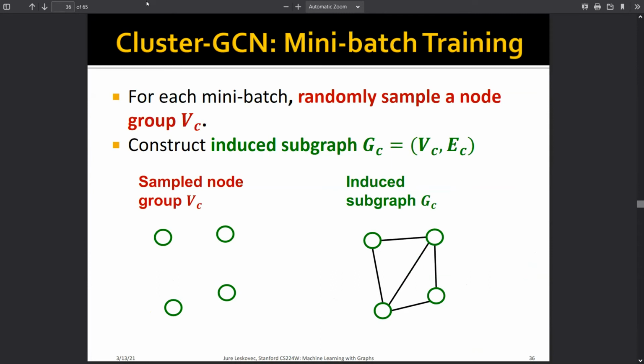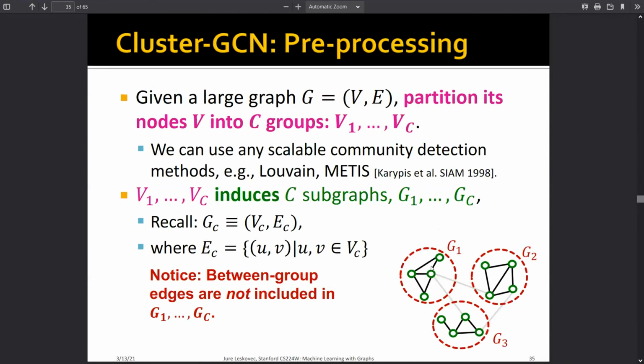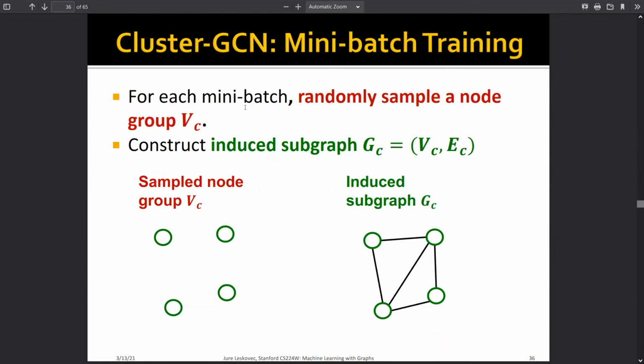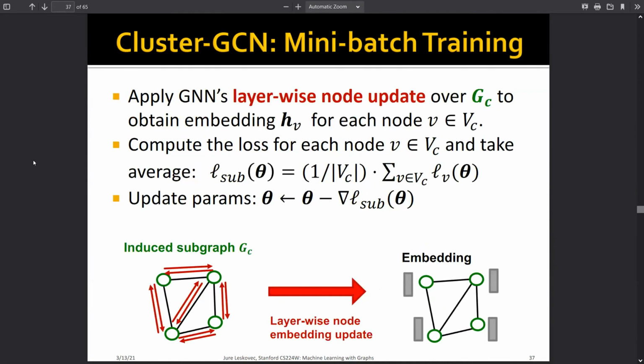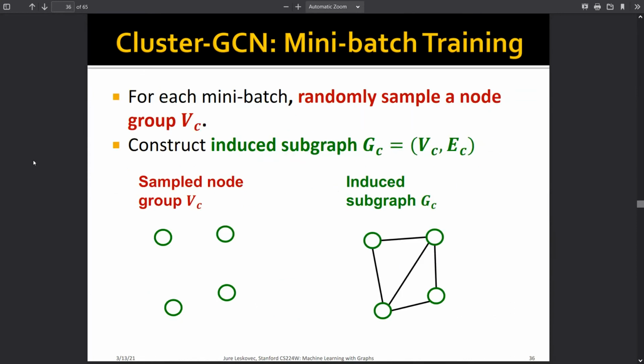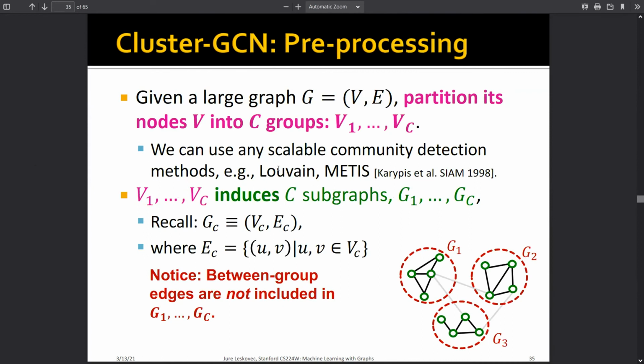Okay, for each mini batch, randomly sample a node group VC. Okay, so is he also sampling out of these also? So he's randomly sampling a node group in this graph, VC, I guess. Yeah. So basically it's stochastic gradient descent at a subgraph level. Can you go back? He mentioned Louvain somewhere. Yeah, any scalable community detection method.